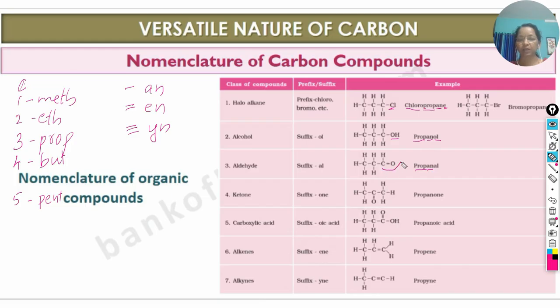Then we'll check for the functional group. Here the functional group is CHO, aldehyde. So we'll add the suffix al. If it is aldehyde, the suffix is al. So the whole name becomes propanal.